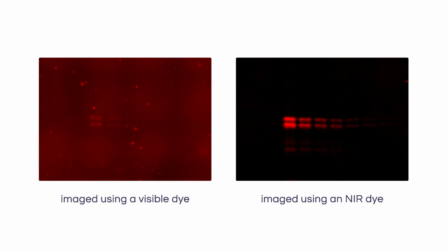For example, in the blot on the left in this figure, imaged using a visible dye, we can see very high background, and even the strongest bands are difficult to distinguish above the background level. However, in the blot on the right, which was imaged using an NIR dye, we can clearly see that the background has been dramatically reduced, and even the weaker bands in the dilution series can now be easily distinguished.